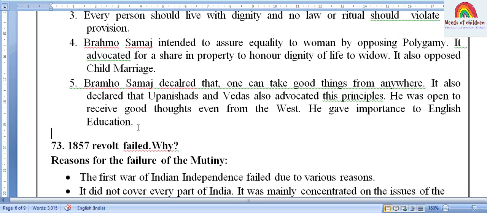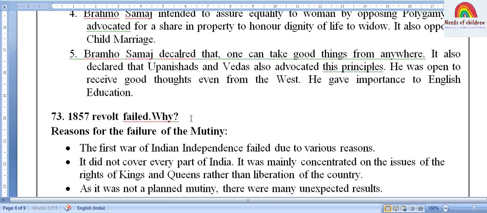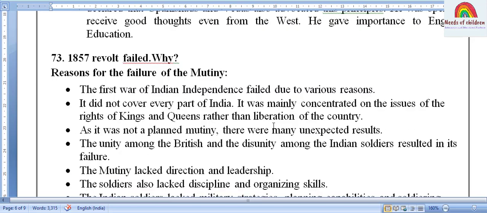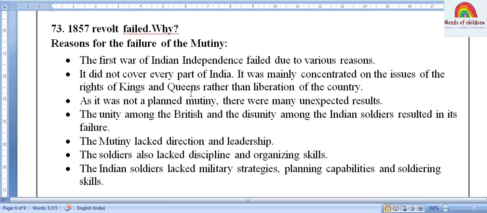Here is the next question, question number 73. 1857 revolt failed. Why? Dear friends, this question is from 10th standard history, the first war of Indian independence. So answer for this question: reasons for the failure of the mutiny.